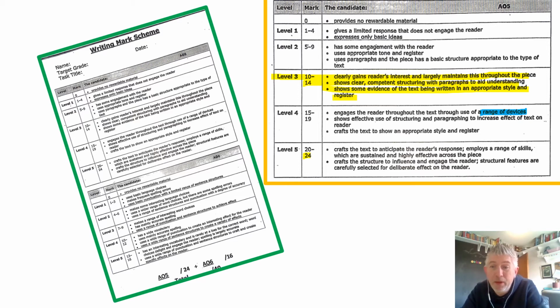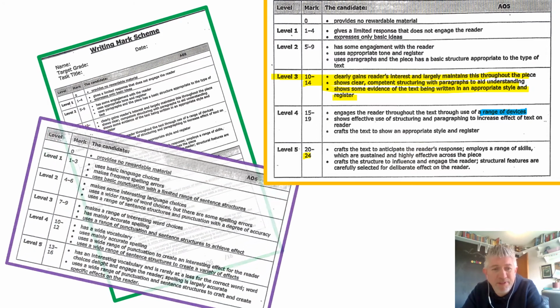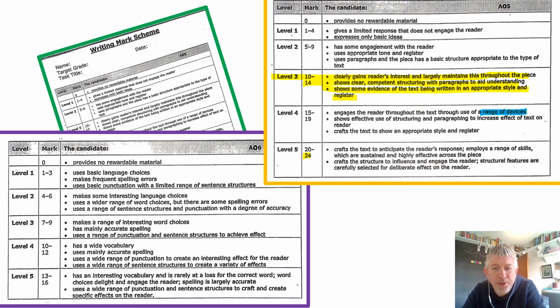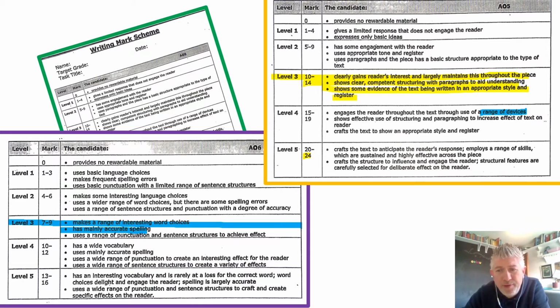For the second mark, and this bit is marked out of 16, this is more to do with accuracy. Okay, so again, if we're aiming for that middle point here, level 3, this will be 7, 8, or 9 marks. Make sure that you've got interesting words, so you're not just going for the vocabulary that you've used time and time again. Try and get some more interesting vocabulary in there.